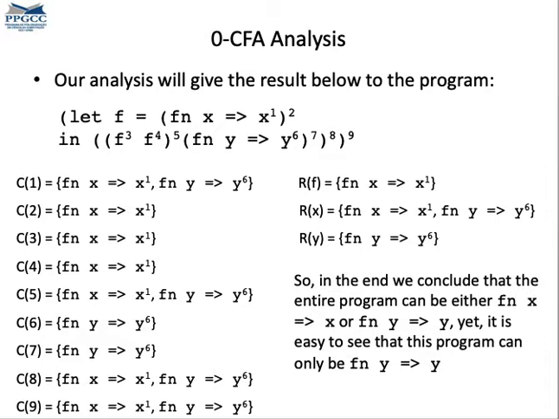Notice that we consider that r of x can contain the two functions in this expression, namely fn x is x at label 1 and fn y is y at label 6. And as a consequence, the whole expression, which is represented by label 9, can also be bound to the two functions. But in practice, this will never happen. If we run this program, only fn y is y can be the result of the program. Take a look into the program and try to convince yourself that only fn y is y can be its result. You can stop the video to think about it.